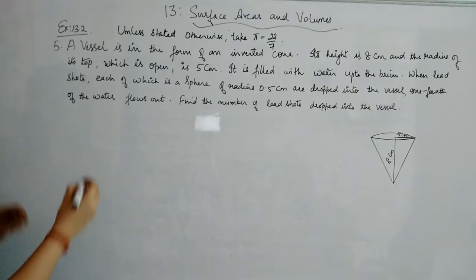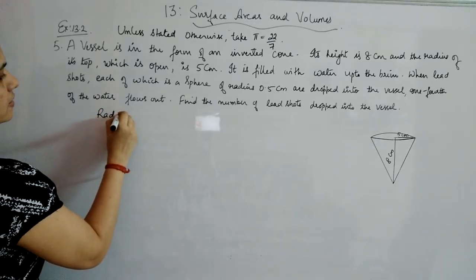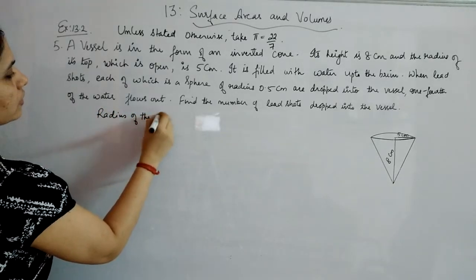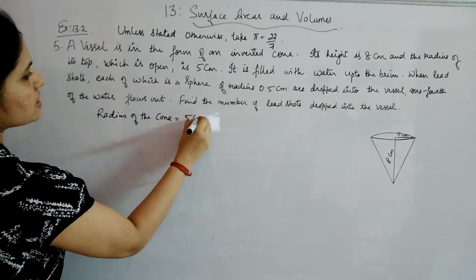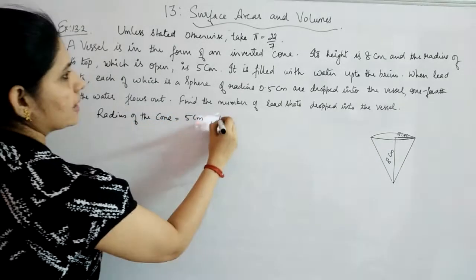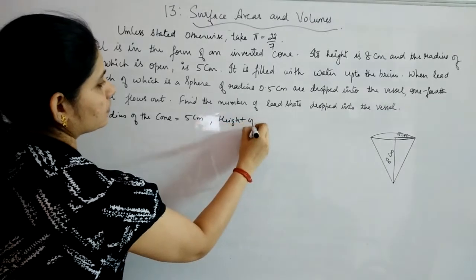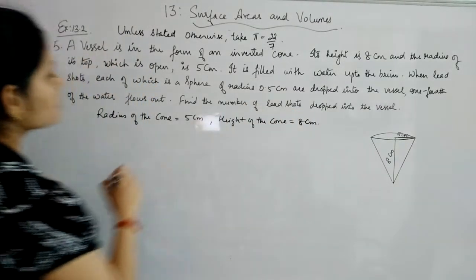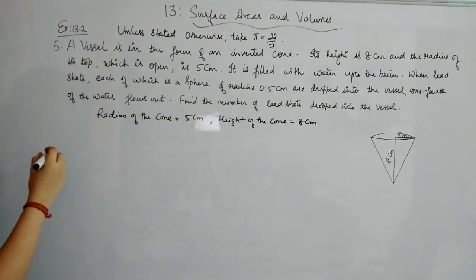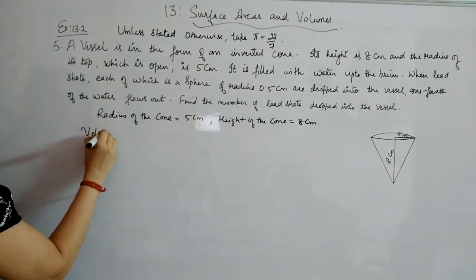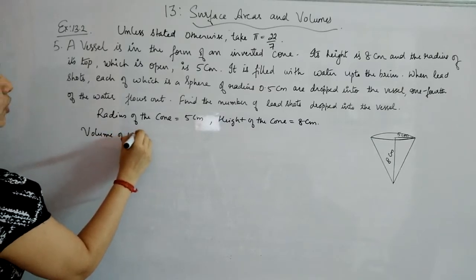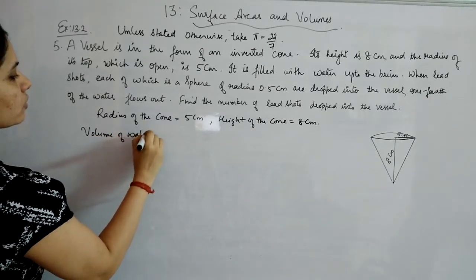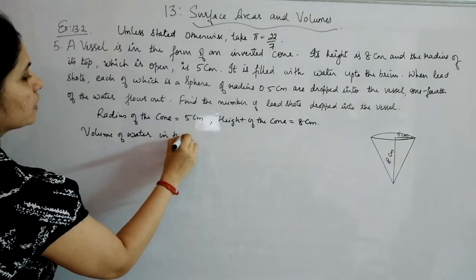Okay, so first what is given? Radius of the cone is 5 centimeter. So you have got R. Then height of the cone is equal to 8 centimeter. Now we will find out the volume of the cone, or you can say the volume of the water in the cone, in the vessel.